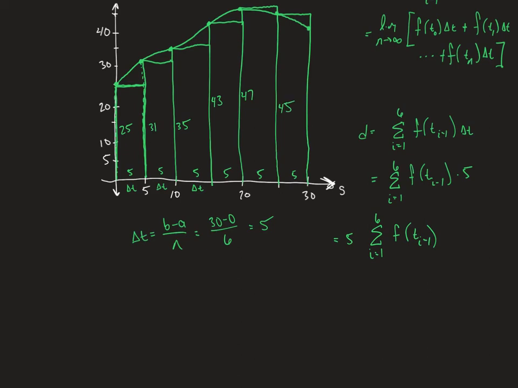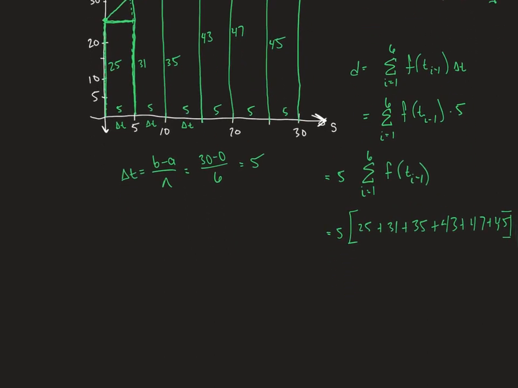So I'm just going to add together all of these values, because that's my f of t sub i minus 1. So the 5s are taken care of, but it's going to be 25 plus 31 plus 35 plus 43 plus 47 plus 45. And when I add all those together and multiply the result by 5, I should get 1,130 feet, which is an approximation.